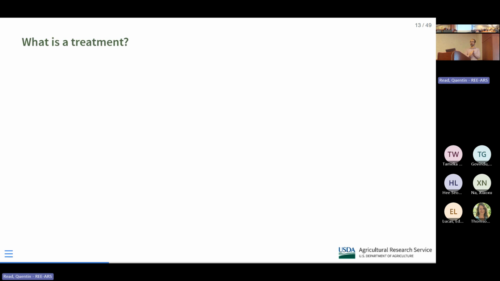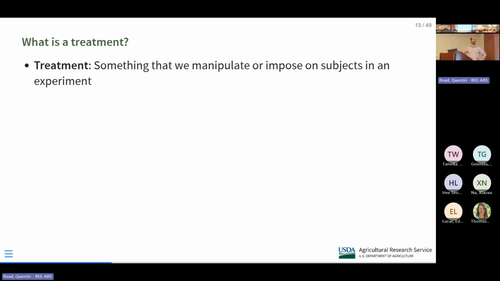So first of all, treatment. What is a treatment? You'll see that term in the literature, right? Randomized controlled trials use the term treatment because you're treating a disease, but we use the term treatment in all experiments, even if it's not a medical study. It's anything that we manipulate, any condition that we impose on the subjects of an experiment.